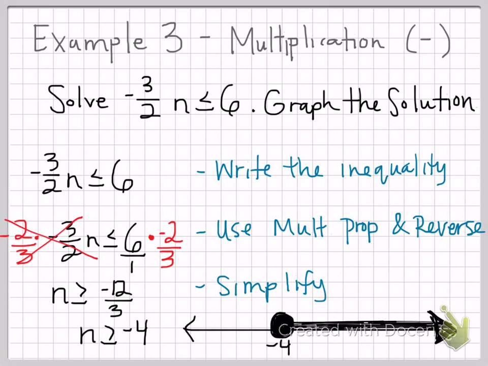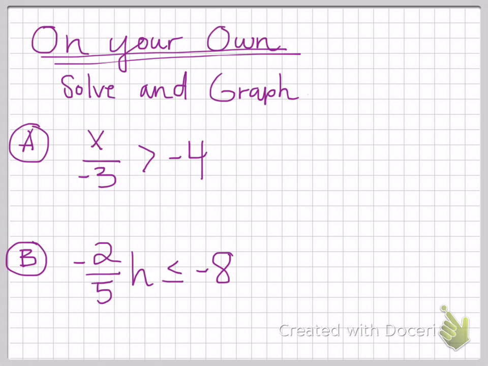Let's go ahead and do some on your owns. Are you ready? Now, I'm only going to give you 2 on this one. Solve and graph, please. A, x divided by negative 3 is greater than negative 4. And B would be negative 2 divided by 5, h, is less than or equal to negative 8. Please pause it, solve it, graph it, and come check back with me.